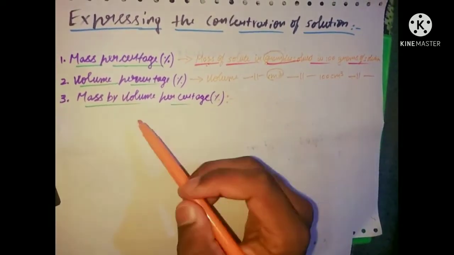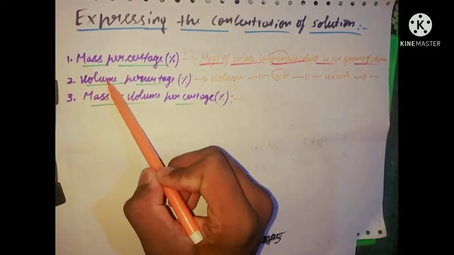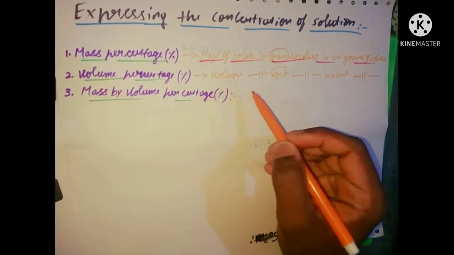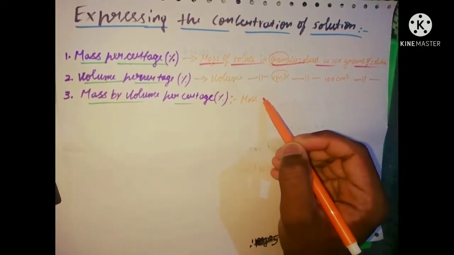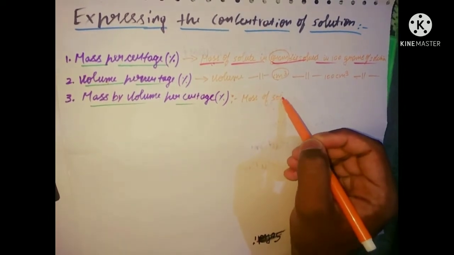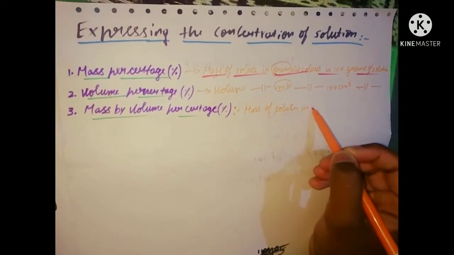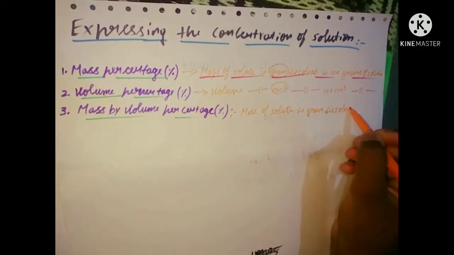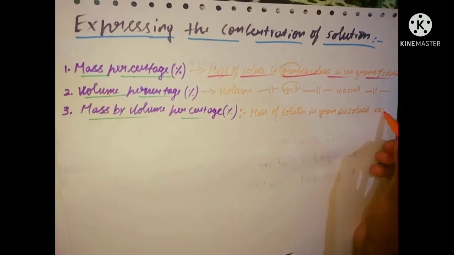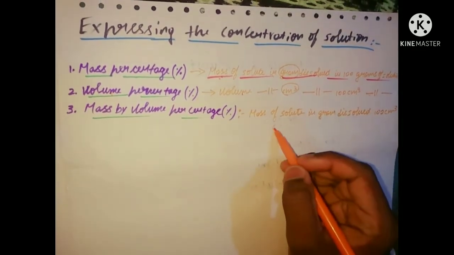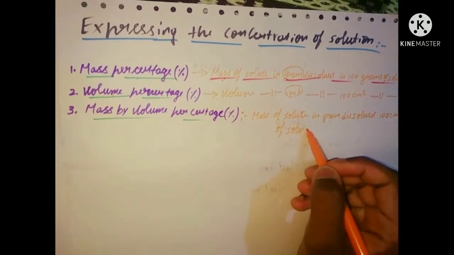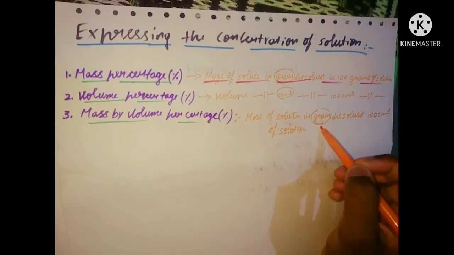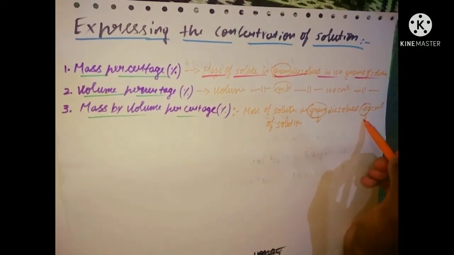We have studied what is meant by mass percent and volume percent. Now we are going to study what is meant by mass by volume percent. Mass by volume percent is nothing but mass of solute in gram dissolved in 100 centimeter cube of solution. It is nothing but mass by volume percent. The slight change is mass in gram and volume in 100 centimeter cube. That's it.